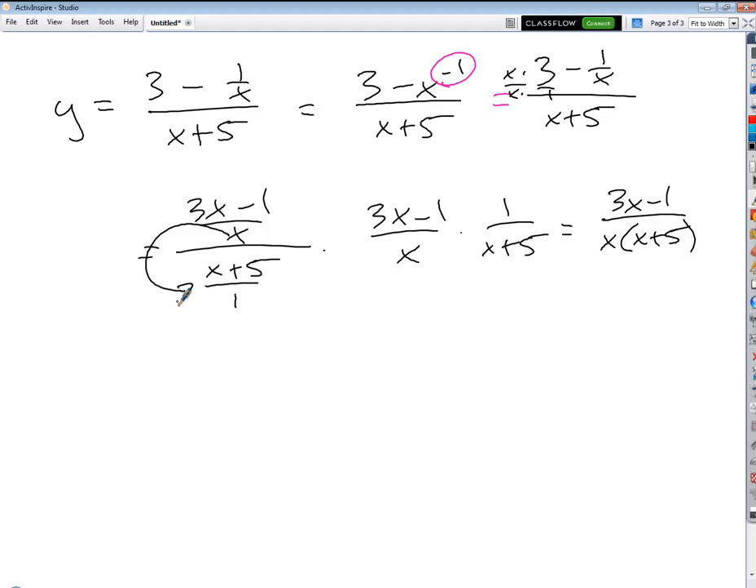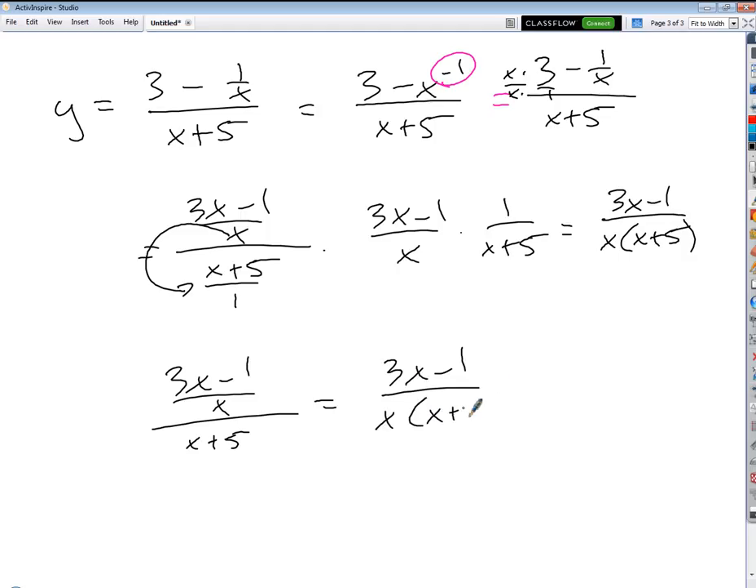You see that? Doing this whole process of flipping and multiplying is really just the same thing as saying 3x minus 1 over x all over x plus 5, that's just going to become a factor in the bottom. And this just becomes, in one step, 3x minus 1 over x times x plus 5. Right? Does that make sense? No. I mean, you don't have to do it that way, but that's really all it is.